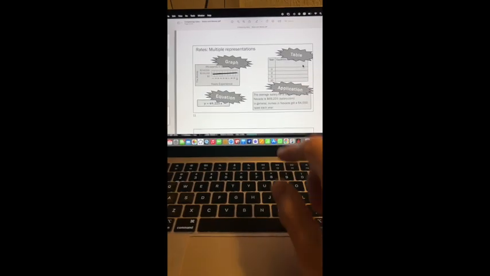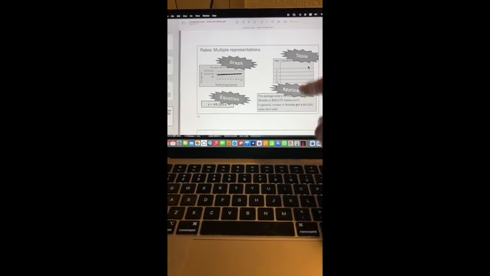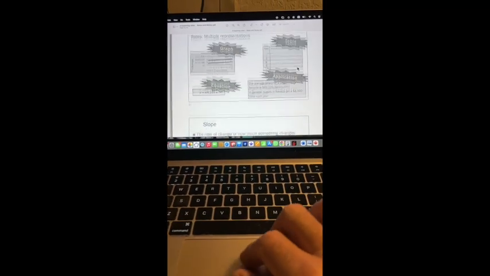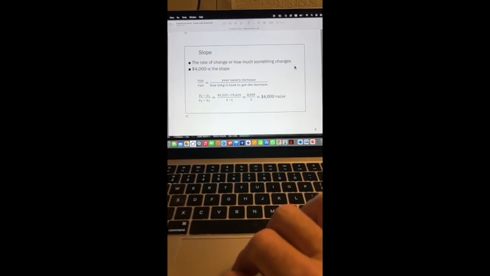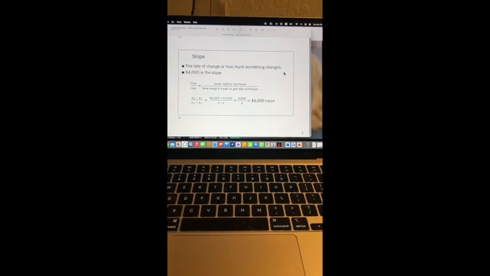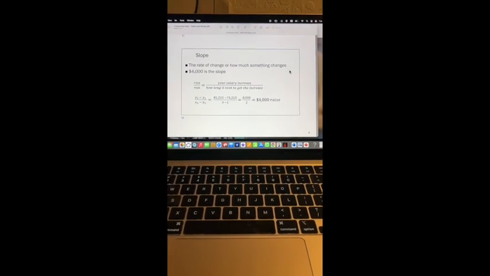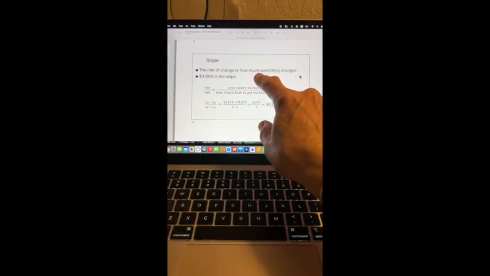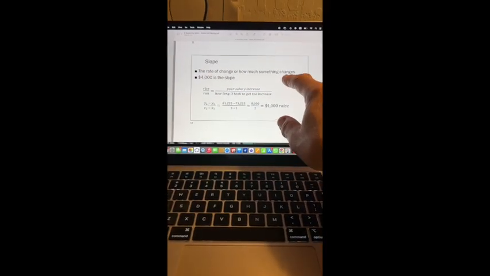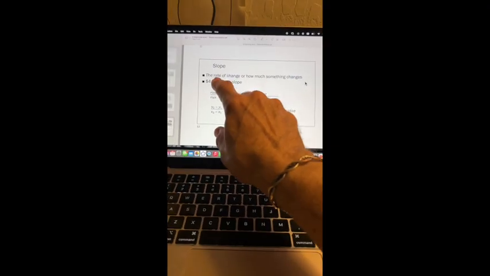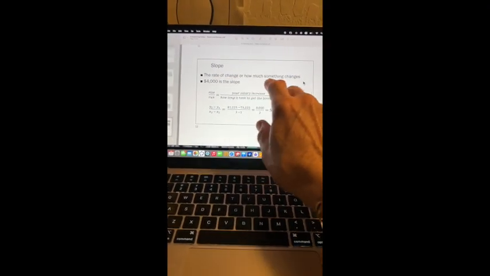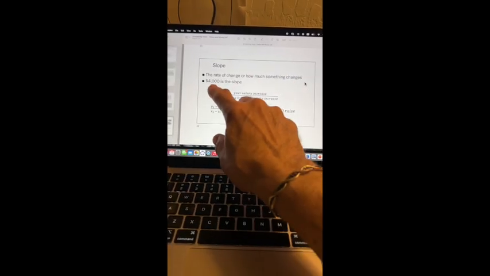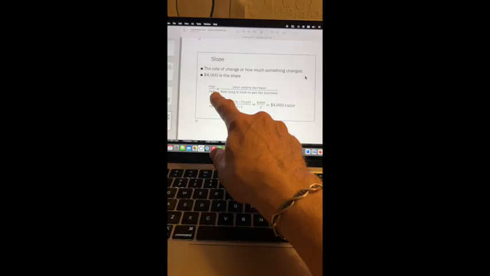And this is a real old idea in algebra, to link these four things so that students can understand it a little bit more. So here is the equation of slope, which you'll have a lot. The slope is the rate of change, or how much something increases or changes. You're going to be quizzed on rate of change, but now you know it means how much something increases or changes. $4,000 is the slope.